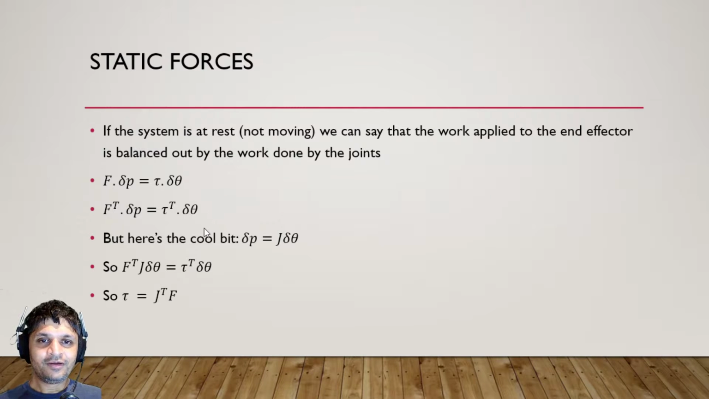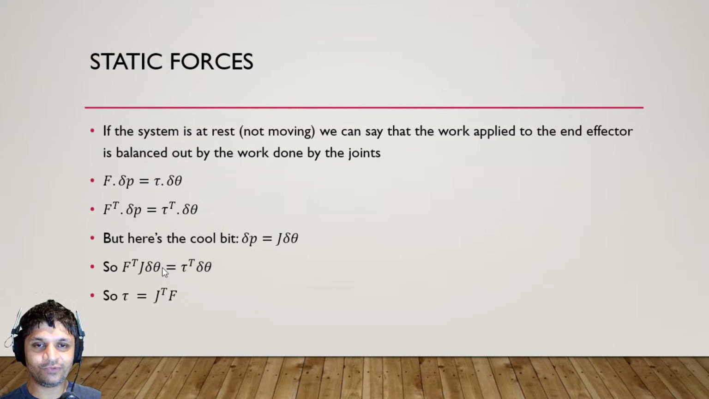All right. But one cool thing that we know is that the displacement at the end effector is the Jacobian times the displacement at the joints, right? That's the whole point of the Jacobian. It relates displacement in the joints to displacement in the end effector. So if we multiply that back in, we get that the force transpose times the Jacobian times the delta theta, which is the displacement in the joints, is equal to our joint torques transposed multiplied by delta theta.